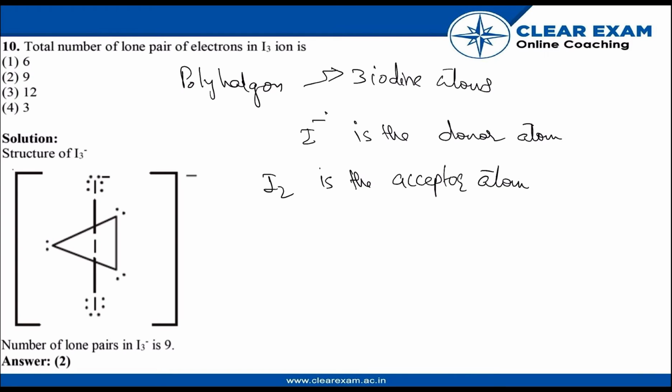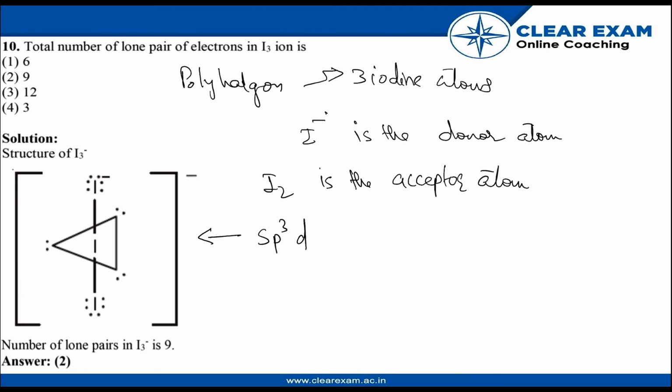The hybridization of triiodide ion is sp3d. The geometry of triiodide ion is linear with the bond angle of 180 degrees. So the structure of I3- ion is as given in the figure.